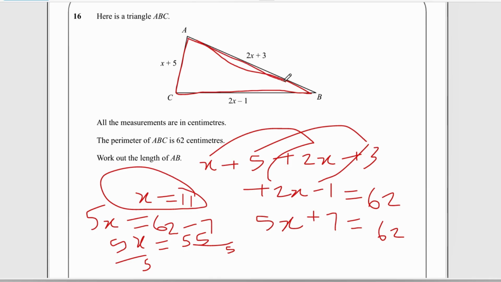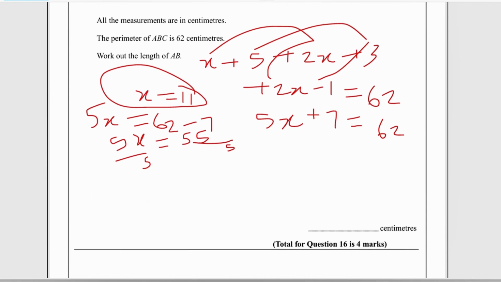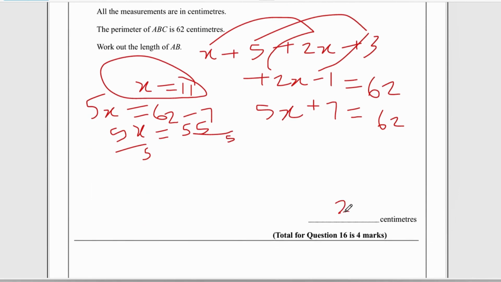So this is AB, 2x plus 3. 2x means 2 times x. We know x is 11. So 2 times 11 plus 3. 2 times 11 is 22. 22 plus 3 is 25. So that simply means that length AB is 25 centimeters. I hope you understand.